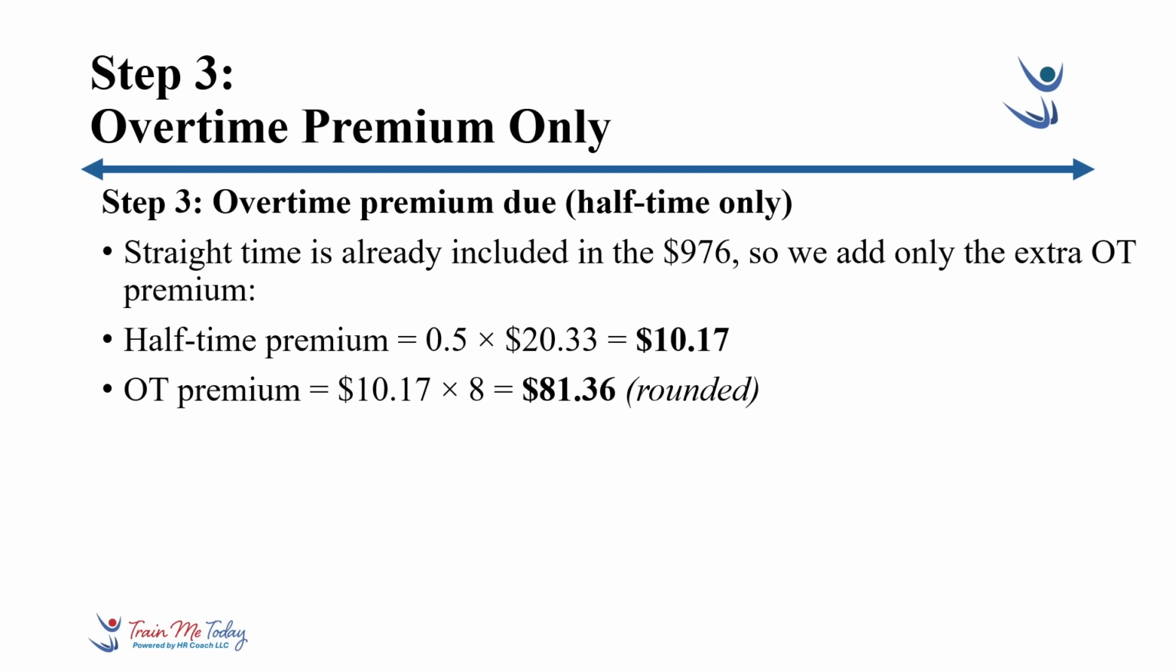Now, here's the most important concept. The 976 already includes straight time for all 48 hours, including the overtime hours. So, we do not pay time and a half on top of that. Instead, we only pay the extra half-time premium.